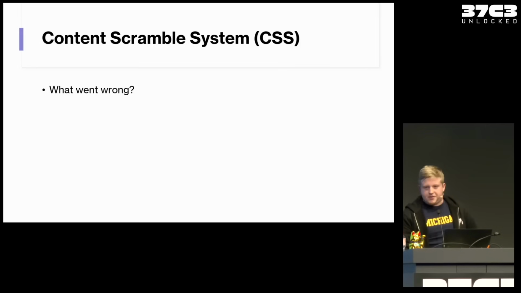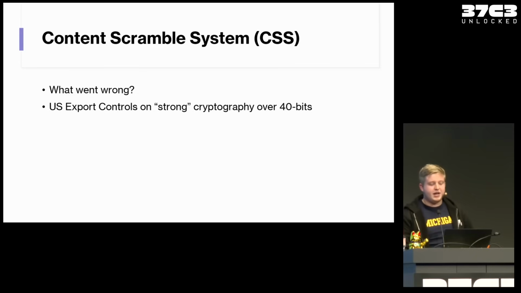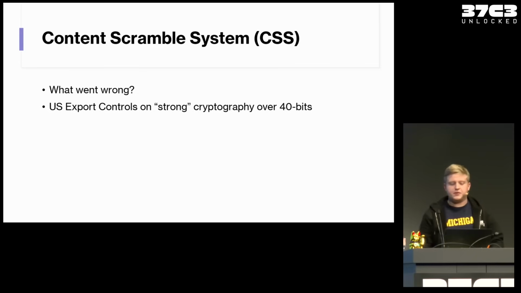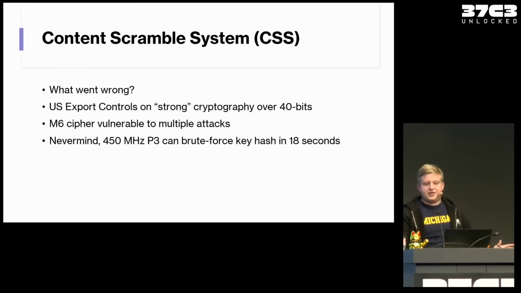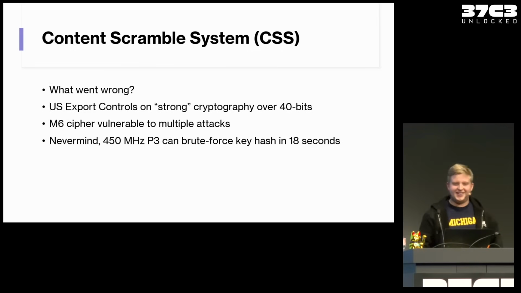So what went wrong? Well, at the time, the US still had export controls on strong cryptography, over 40 bits. And the M6 cipher itself had some mathematical cryptographic faults. But turns out that actually didn't matter, because even in the late 90s, your 450 megahertz Pentium 3 could brute force the key in like 18 seconds.